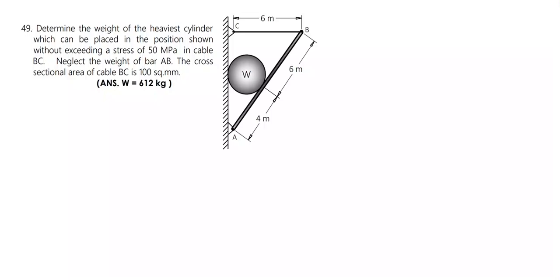In this problem, we are tasked to determine the weight of the heaviest cylinder which can be placed in the position shown without exceeding a stress of 50 megapascals in cable BC. Neglect the weight of bar AB, given the cross-sectional area of cable BC is 100 square millimeters.